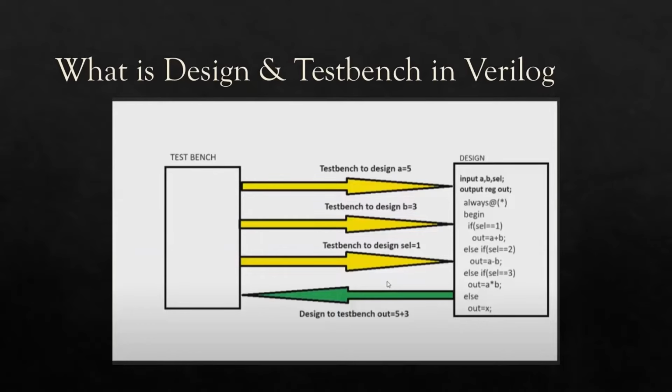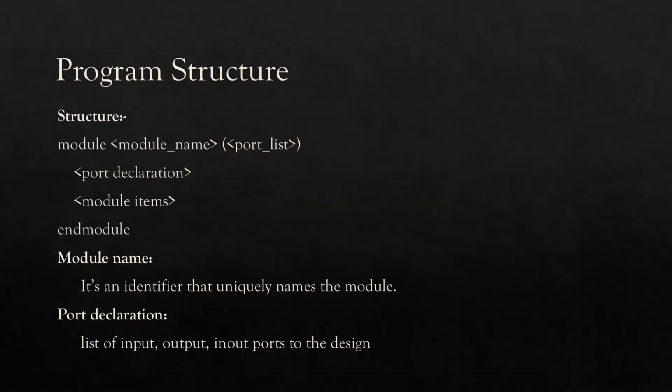We'll move forward. What is the program structure in Verilog? Normally in the C language, you write int main, open curly braces, and inside that you write your own code and logic. Here you write module. Module is the keyword, and this is constant. This is the module name. You can write anything as the module name.